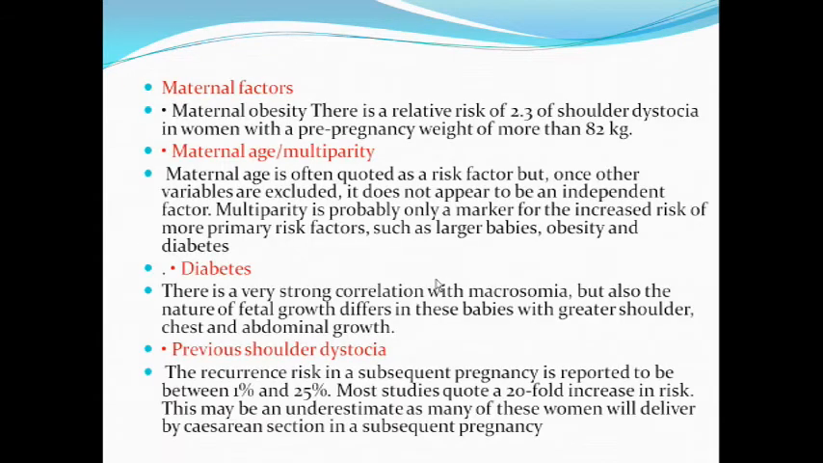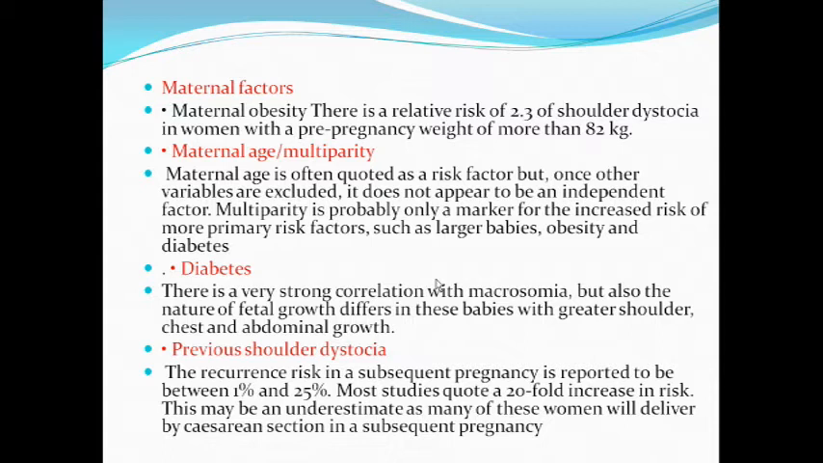Maternal factors: maternal obesity. There is a relative risk of 2.3 of shoulder dystocia in women with a pre-pregnancy weight of more than 82 kg. So obesity increases risk, because of the fat. Maternal age and multiparity: maternal age is often quoted as a risk factor, but once other variables are excluded, it does not appear to be an independent factor.